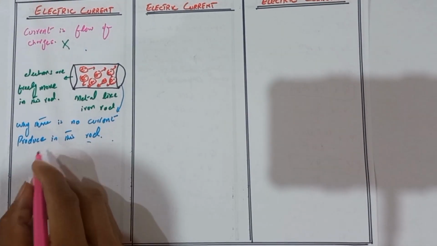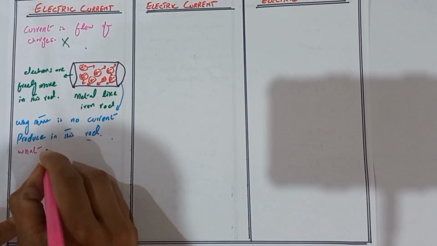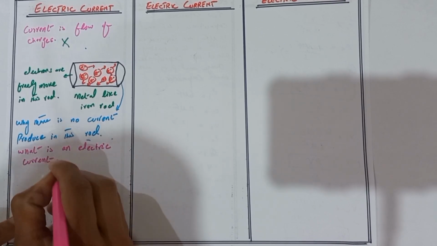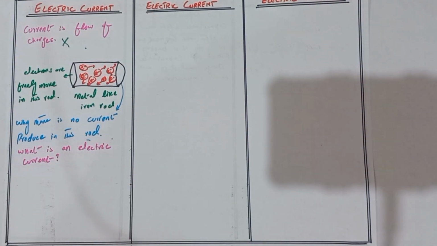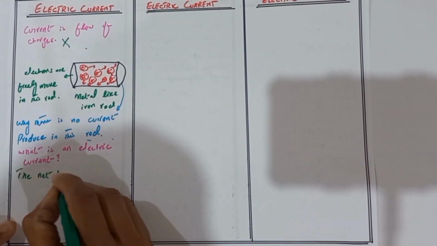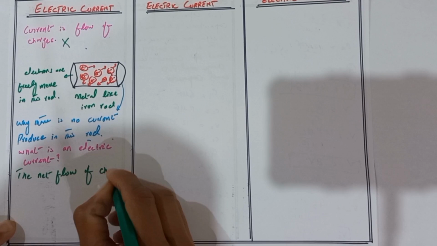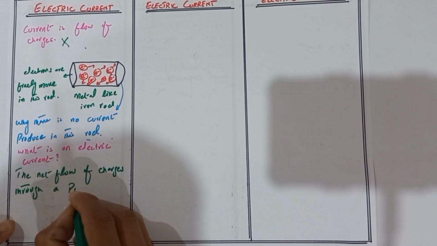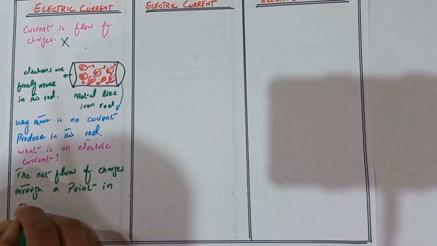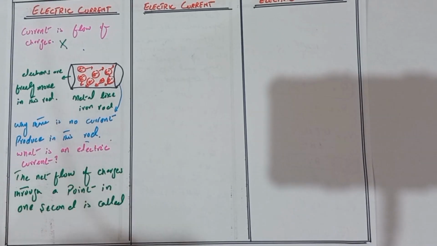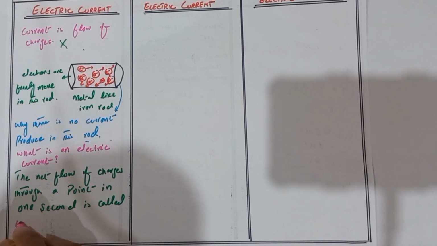Now let me answer this question, and teach you what an electric current is. The correct definition of electric current is the net flow of charges through a point in 1 second.